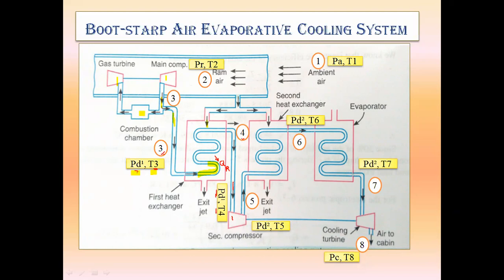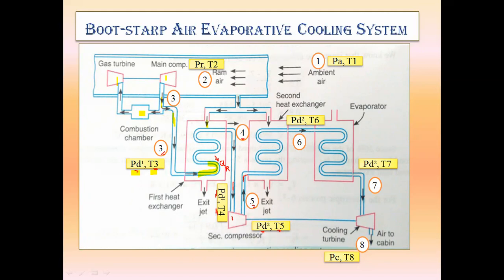Process 4 to 5 will take place inside the secondary compressor, and here pressure will increase from PD1 to PD2, and at the same time the temperature of the air will also increase from T4 to T5. So at the outlet of the secondary compressor, we will have pressure PD2 and temperature T5.